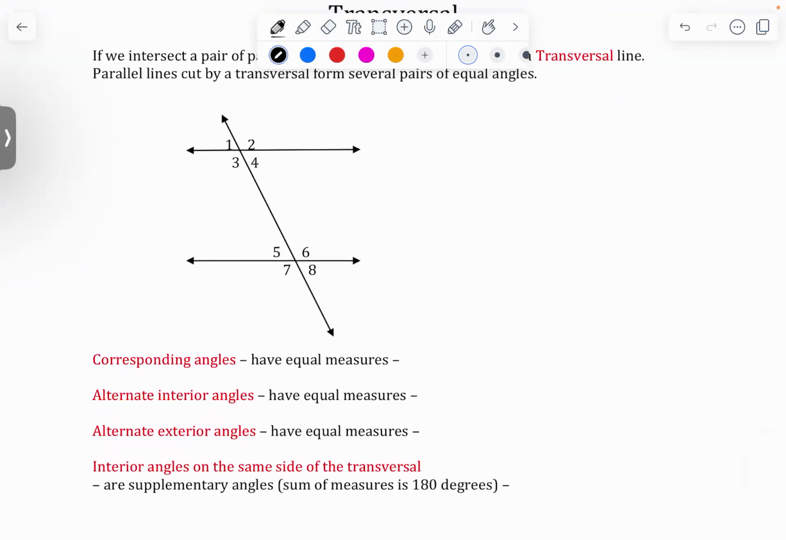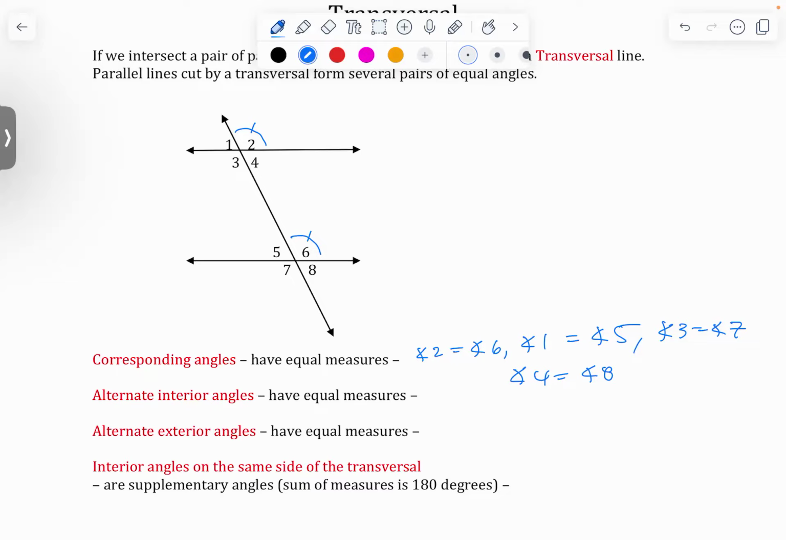So corresponding angles are angles on one transversal in the same spot on the other transversal. So 2 and 6, 1 and 5, 3 and 7, and angle 4 and angle 8. Those are all corresponding angles. They will have the same measure.